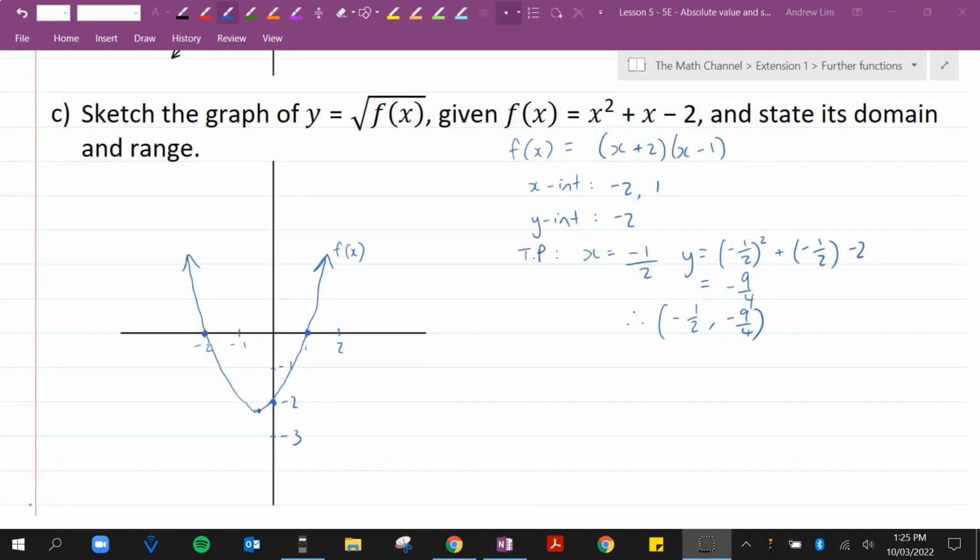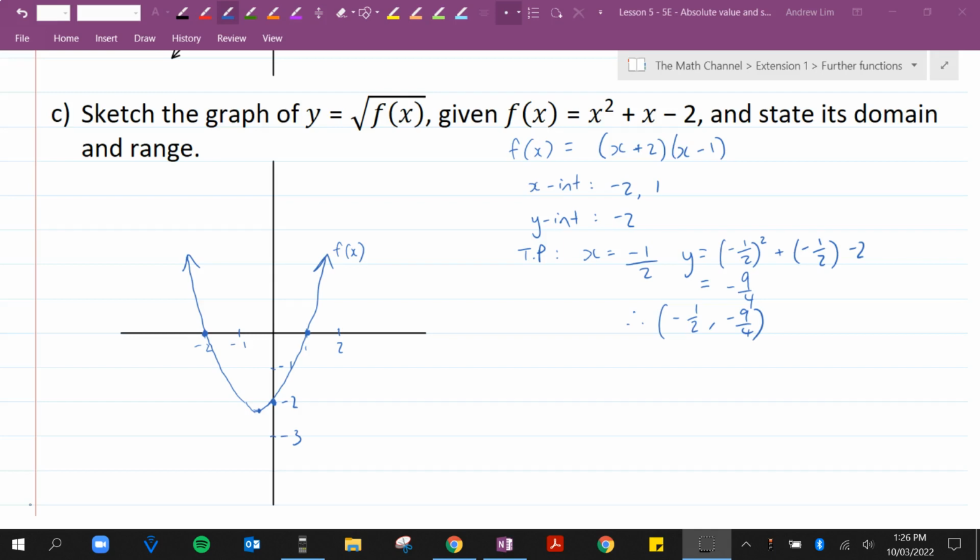Okay, so here I've drawn f of x is equal to x squared plus x minus 2. So we know the x-intercepts are minus 2 and 1 when we factorize. The y-intercept is negative 2. And the turning point is negative half, minus 9 over 4. So I've sketched that. Now we need to sketch y equals root f of x.